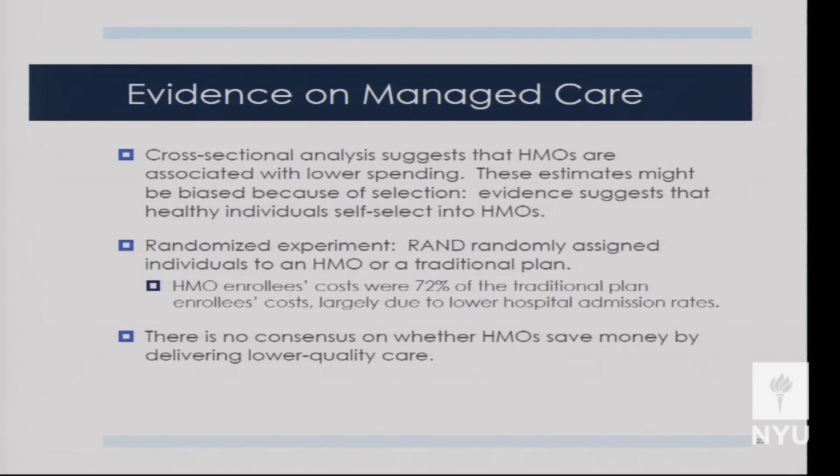So what do we need? We need randomization. Who helped us with this? Of course, RAND. RAND randomized individuals into an HMO and a traditional plan. HMO enrollee costs were 72% of the traditional plan's enrollee costs, and this was largely due to lower hospital admission rates. We don't really know whether the money saved through HMOs is actually due to lower quality care. We don't have evidence on that.